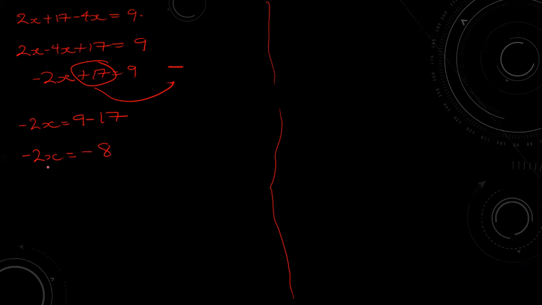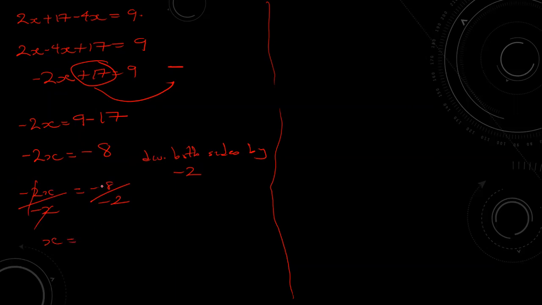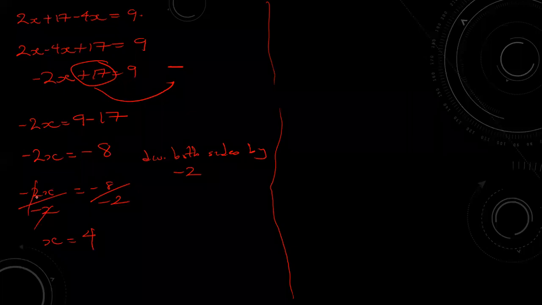Next thing we do is divide both sides. You can always write your steps down, just to keep track of what you're doing. Divide both sides by the coefficient of x here, which is minus 2. So minus 2x divided by minus 2 equals minus 8 divided by minus 2. This cancels out. x equals minus 8 divided by minus 2, which is 4. Okay, now we have our x.